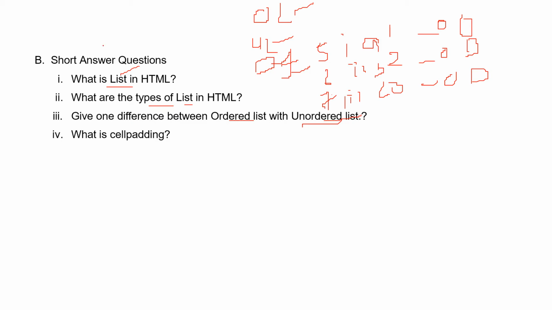What is cell padding? Cell padding means if you have say a cell, in this you have a content written. So the distance between the border and the content is the cell padding.